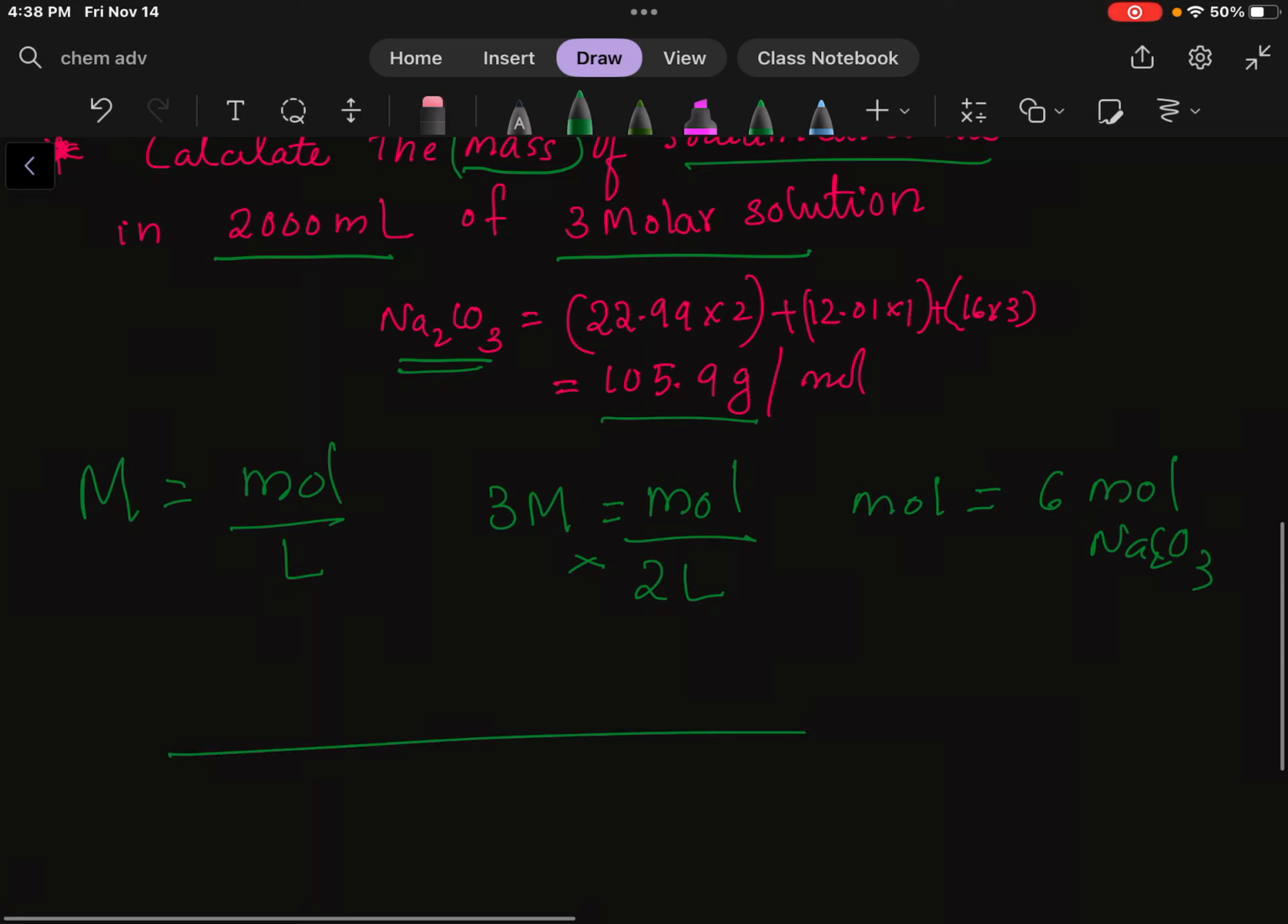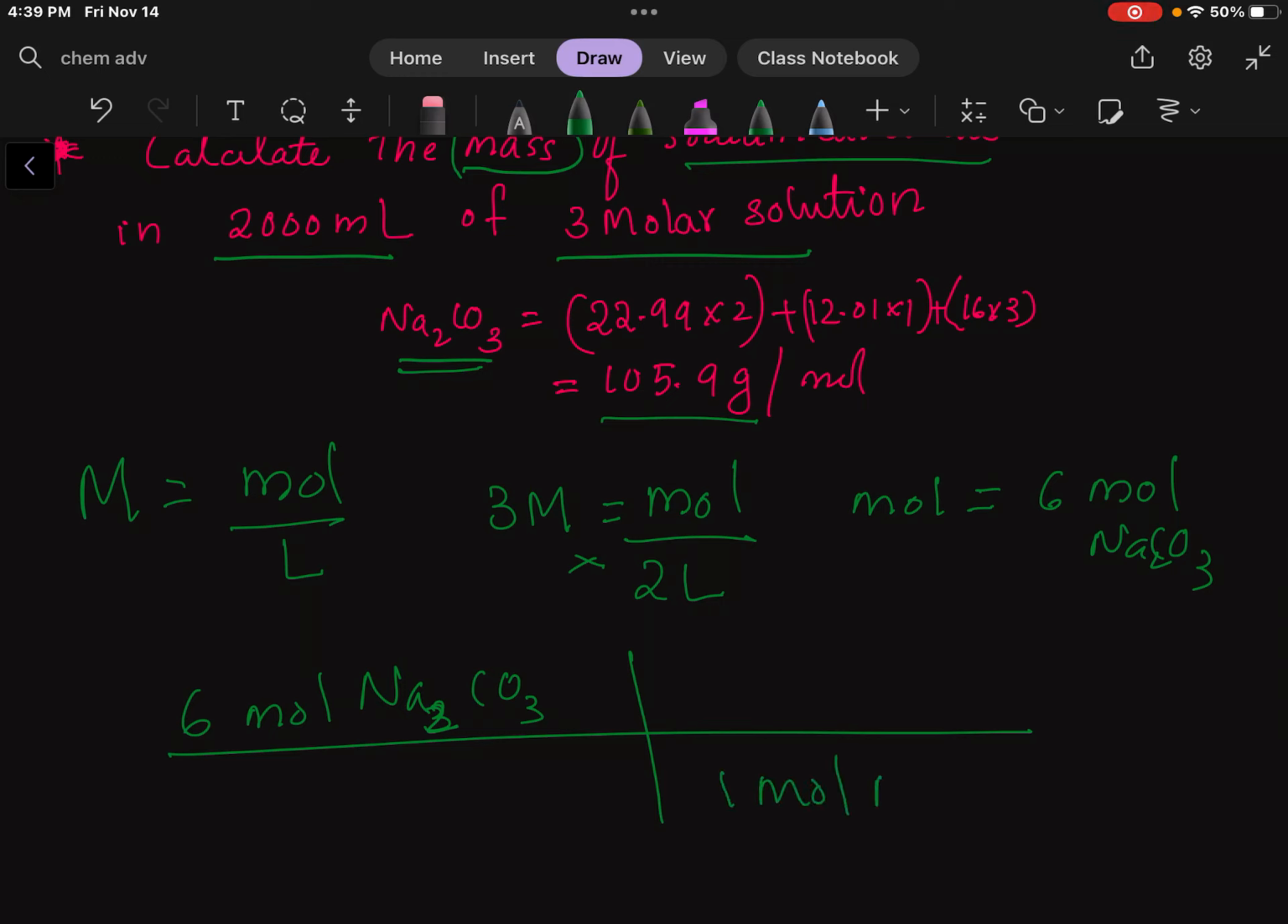Now we have to start a T chart. 6 moles of sodium carbonate, and we know that 1 mole of sodium carbonate is equal to how many grams? This is a gram per mole, that's a mass per mole. So it is 105.99 gram of sodium carbonate. Okay, that is the T chart question.